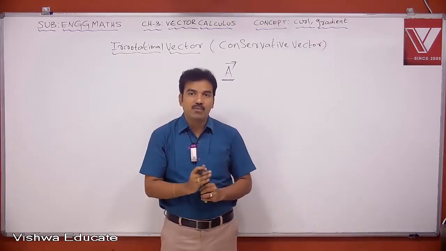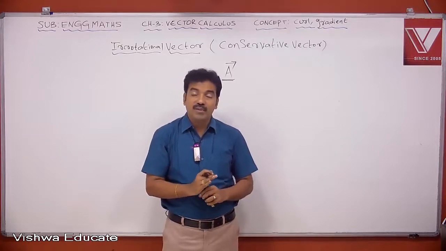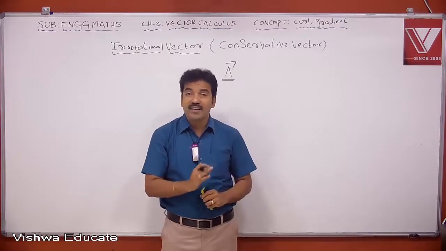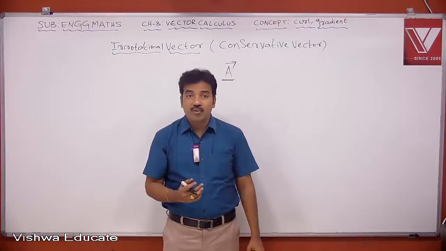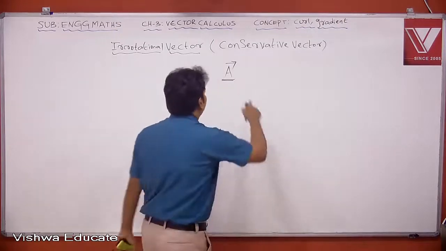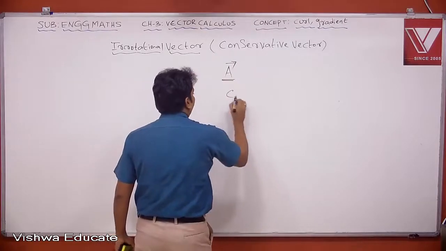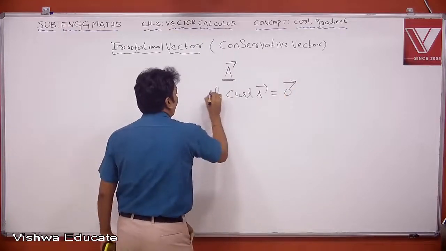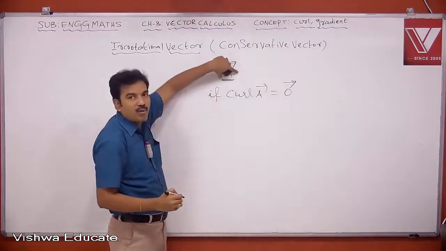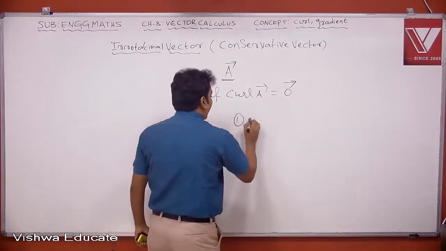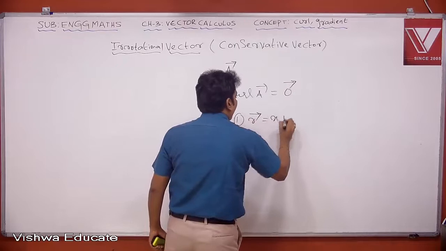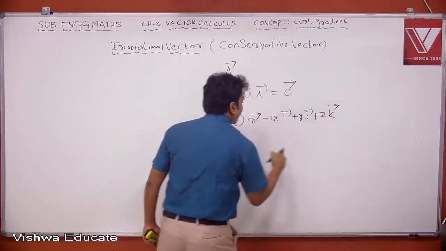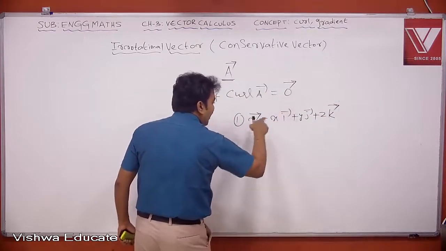Generally, if a vector is moving in any direction, then it has some non-zero curl expression. But if a vector is not moving in any direction, such vectors are called irrotational vectors. In simple words, a vector a bar is said to be irrotational if curl a bar equals null vector. So a vector whose curl is null vector is called an irrotational vector. When you take an example, earlier we have seen the standard position vector r bar equals x i bar plus y j bar plus z k bar. This is an example of an irrotational vector because its curl is null vector.